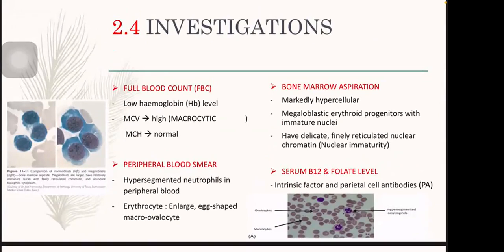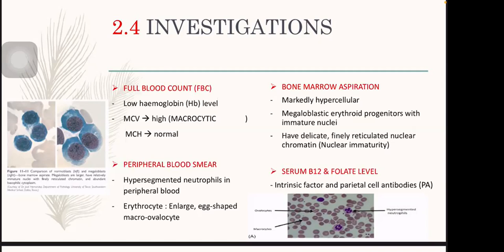So the investigations that can be performed for folate deficiency: first is the full blood count, which indicates a low hemoglobin level for anemia. And as it is megaloblastic anemia, the MCH will be normal, but the MCV will be high, so it will show macrocytosis. In the peripheral blood smear, it will show hypersegmented neutrophils.